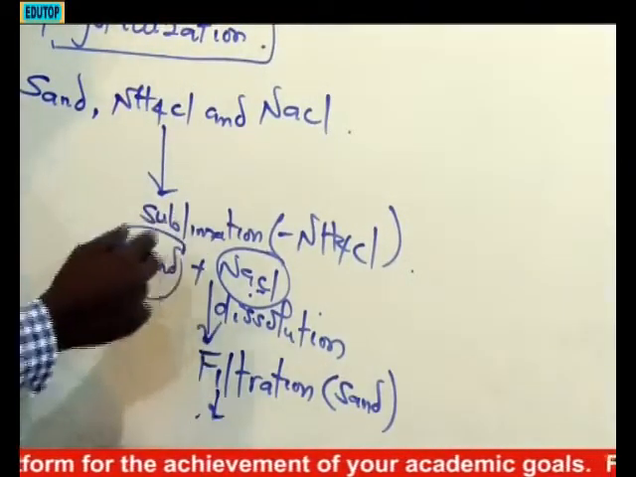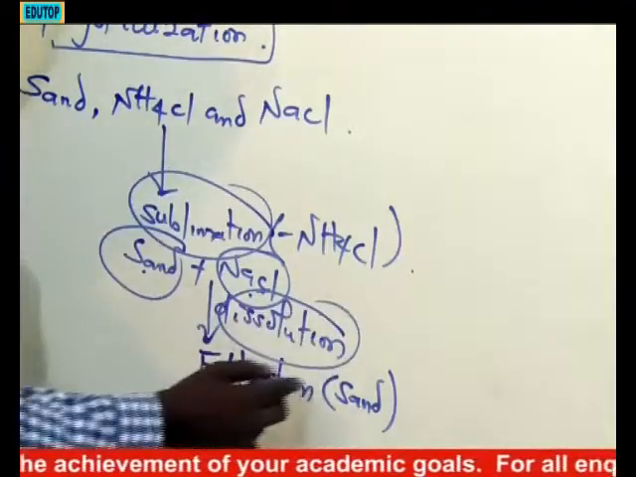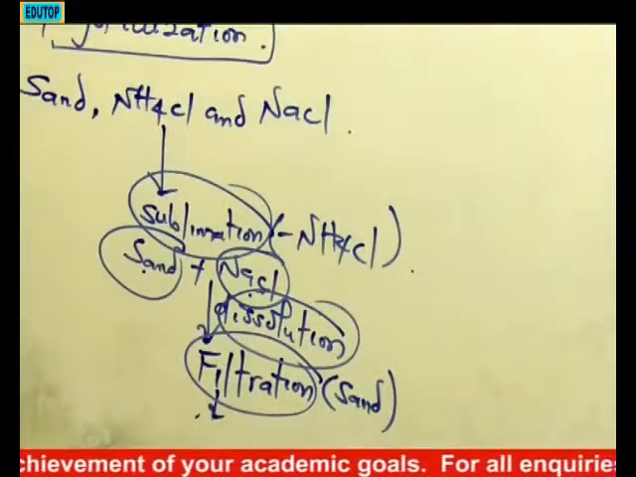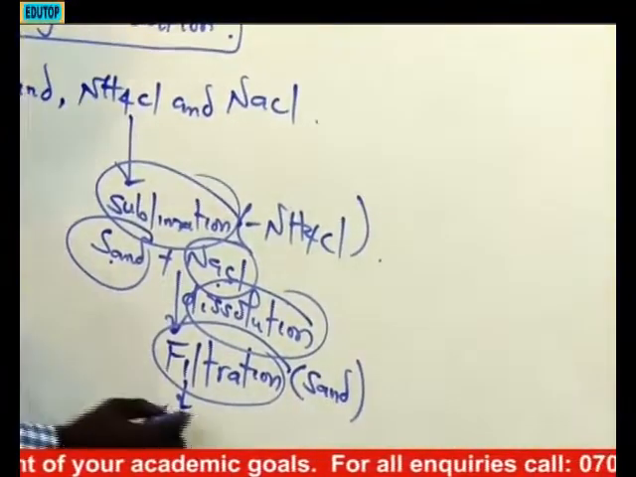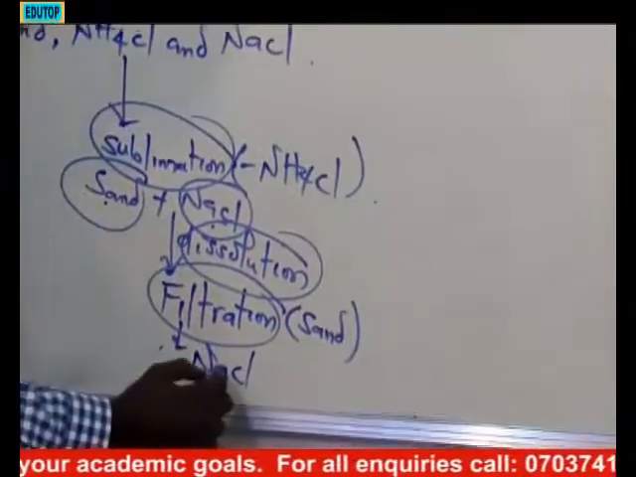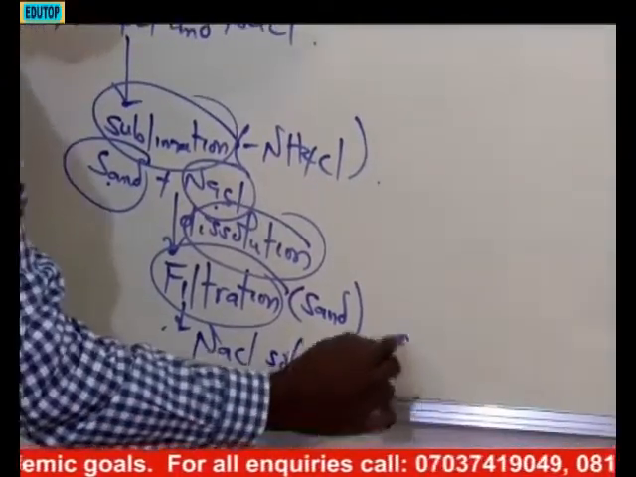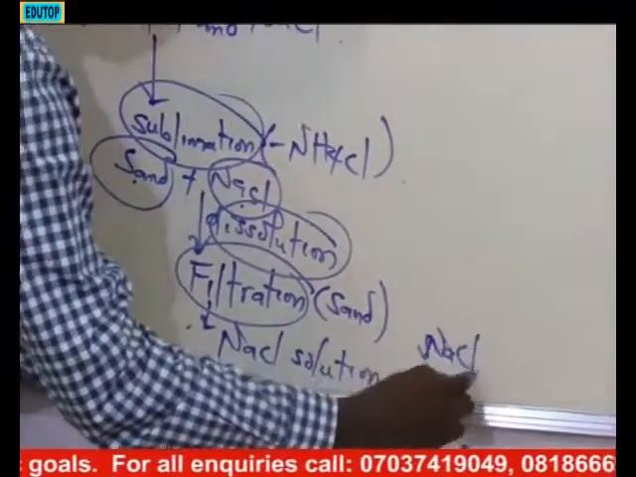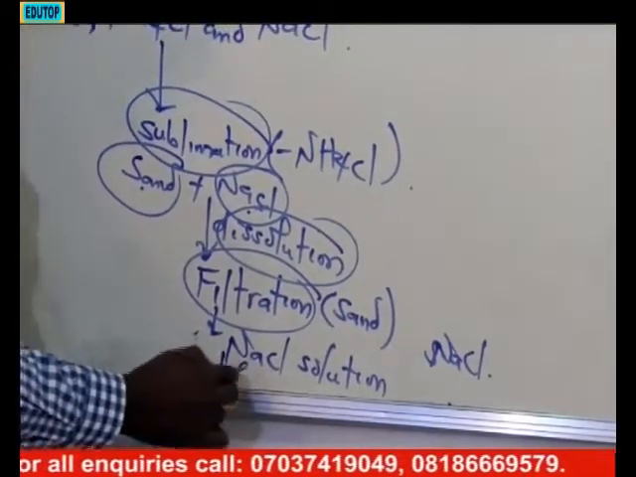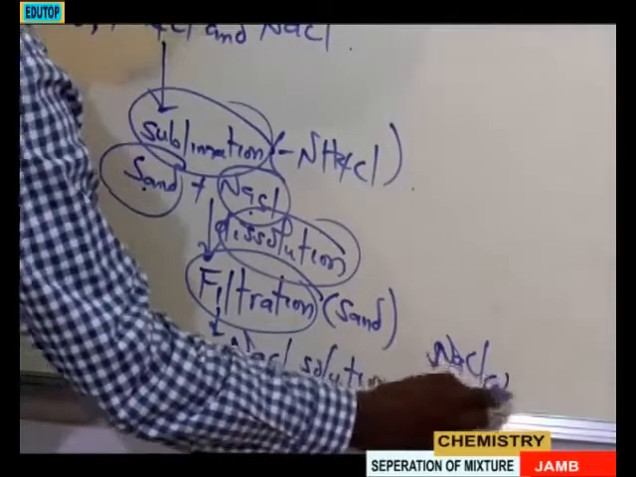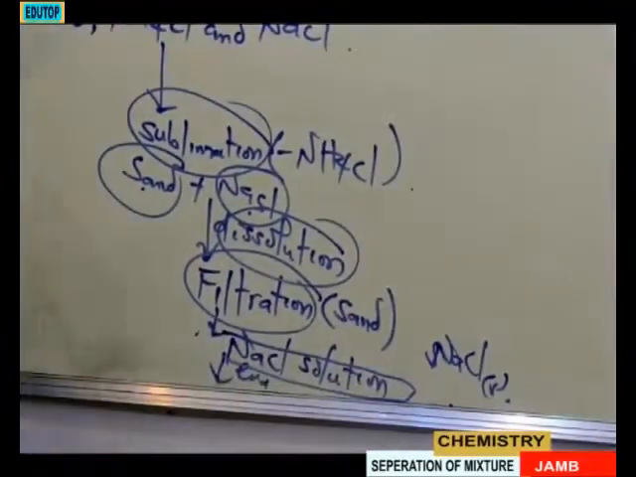So how many processes have you employed now? You have sublimation, then dissolution, then filtration. It now depends on what the question is really testing. What you have left is sodium chloride solution. If you want sodium chloride in solid form, you pass it through evaporation to remove the water, and then you have it as a solid. But if the question is only interested in sodium chloride solution, then you stop there.